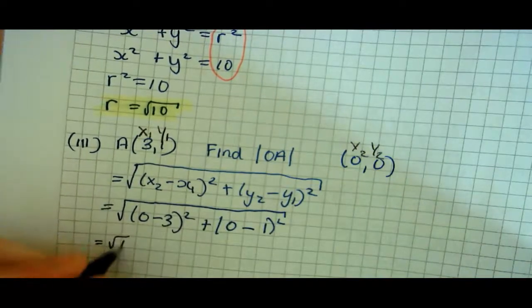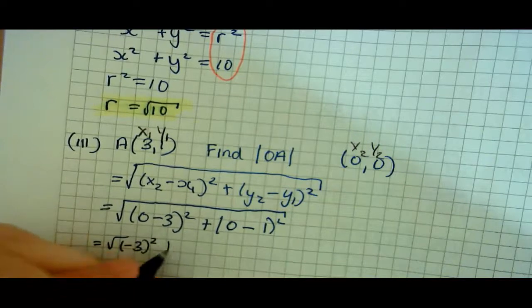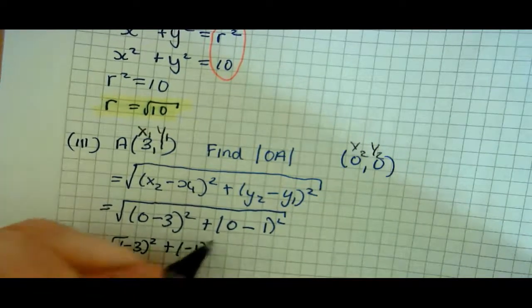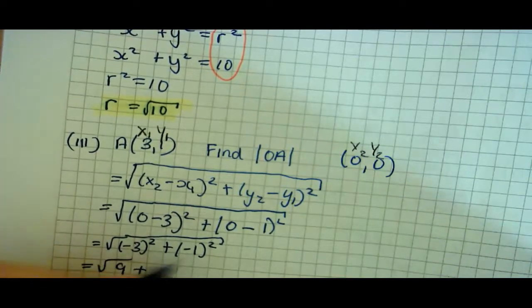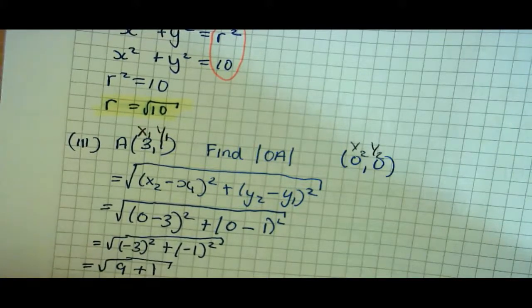So 0 minus 3 is minus 3 to be squared, plus 0 minus 1 is minus 1 to be squared. So the square root of minus 3 squared is 9, plus minus 1 squared is 1. So my radius, or my distance there, sorry, is root 10.